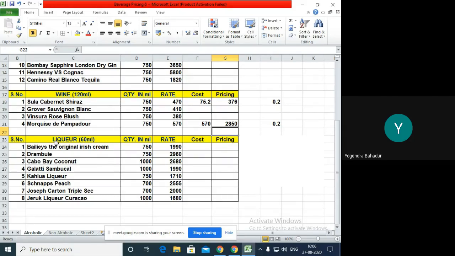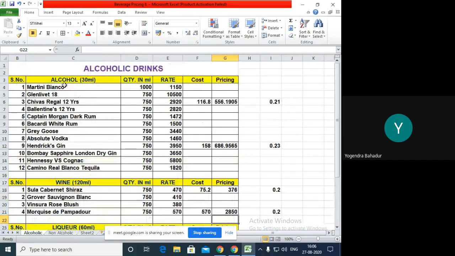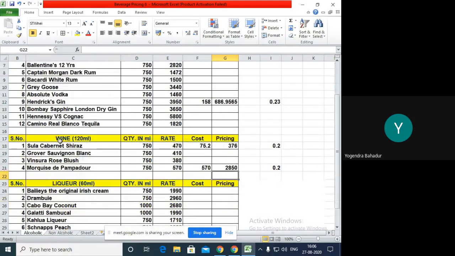So here in the liquor part, if you see, the quantity is 60 ml. Again, I'm repeating, for spirits it was 30 ml, for wine it was 120 ml. In some organizations like the Oberoi, they consider that a glass of wine is supposed to be served as 150 ml. But in most of the other hotels, you would find they keep the quantity per glass at 120 ml only.